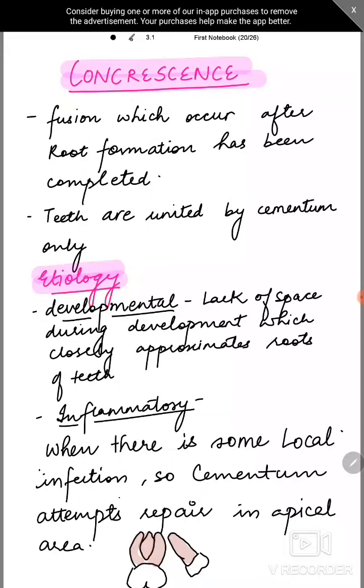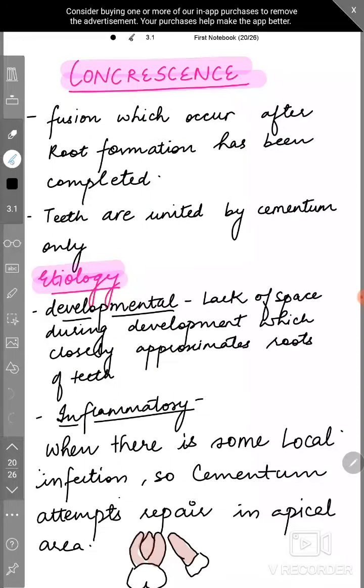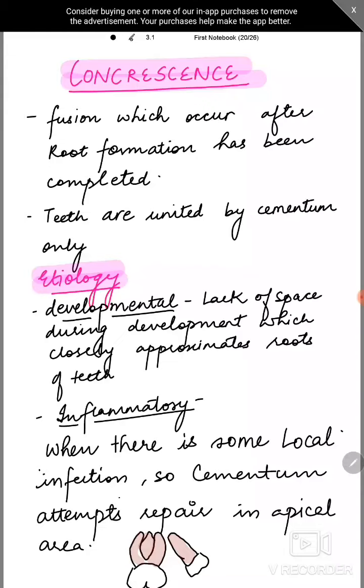Then we have our third topic, concrescence. Concrescence is fusion which occurs after root formation has been completed, and teeth are united by cementum only. So it is an important word that teeth are united just by cementum. Now causes, because this is a developmental anomaly. So first cause is developmental, that there is a lack of space during development of tooth. So the roots are very close to each other. And then while they are forming, there is cementum overgrowth. More cementum is formed and then they get attached to each other by cementum.